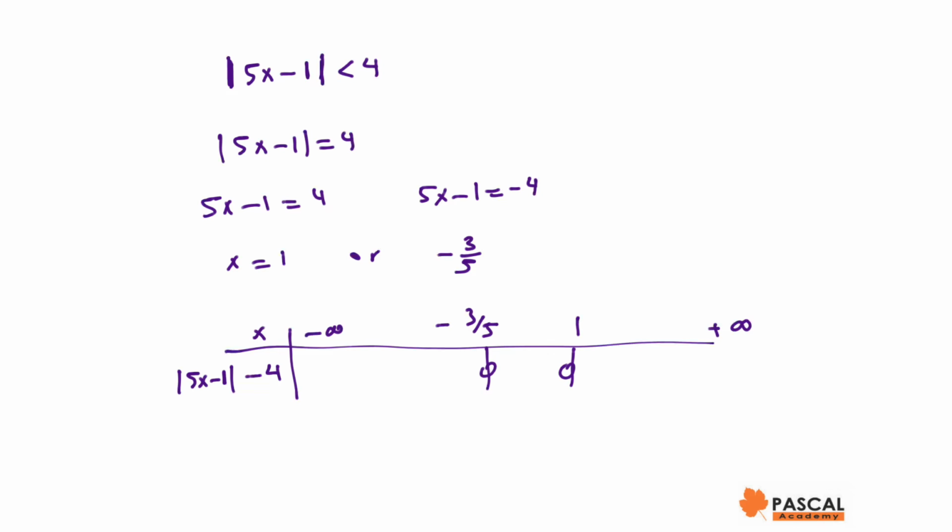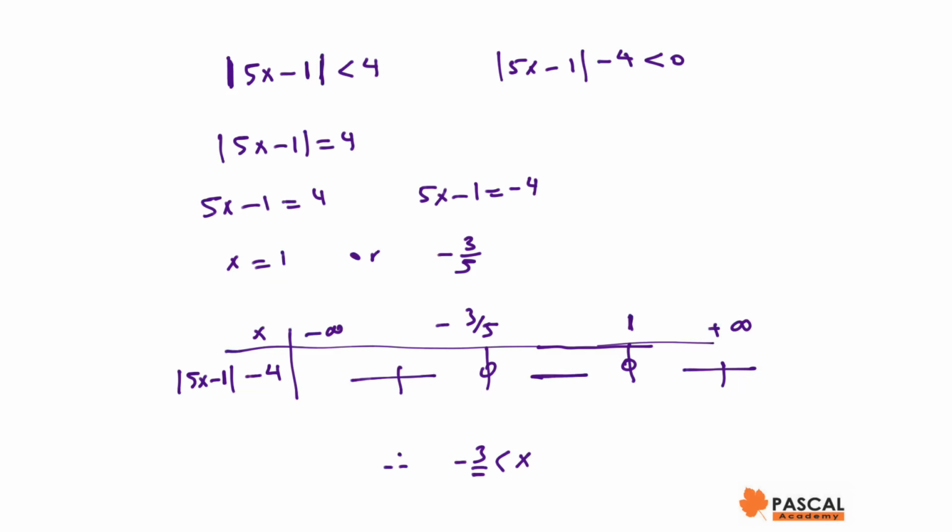We plug in a number less than negative 3 over 5 into our expression, absolute value of 5x minus 1 minus 4, let's say minus 7. If you plug in minus 7, we have the absolute value of minus 36 minus 4, which is 36 minus 4, 32, positive. Between negative 3 over 5 and 1, we plug in 0, we get negative, and after 1 we have positive. Therefore, looking for negative, we want to solve this inequality, less than 0. Therefore, x should be between negative 3 over 5 and 1.